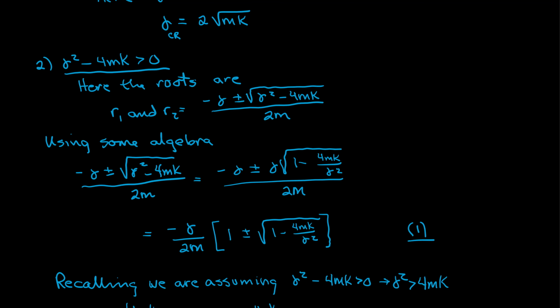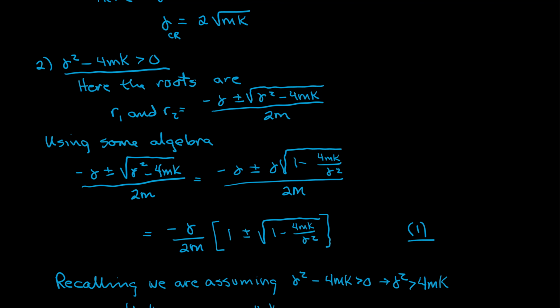Okay. Now, recall that these roots here are going to just be the quadratic formula. So it's going to be negative gamma plus or minus the square root of gamma squared minus 4mk, over 2m. If we do a little bit of algebra here in the next step down, what we can do is, inside of the square root, we can factor out a gamma squared.